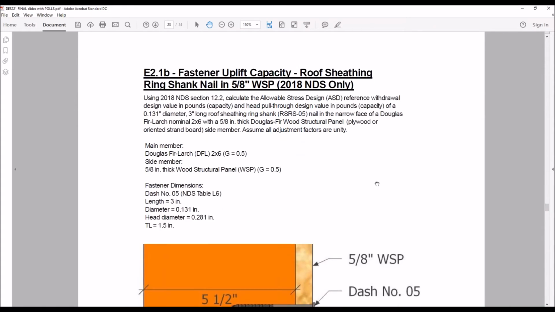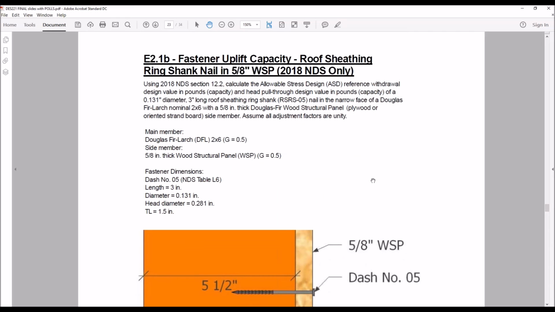All right, so now let's talk about some connections. We've gone through some member design examples. The next few examples we're going to do are going to be some connection basics.